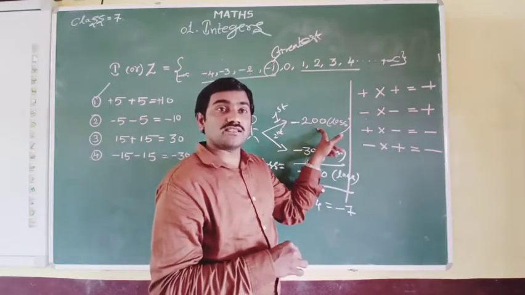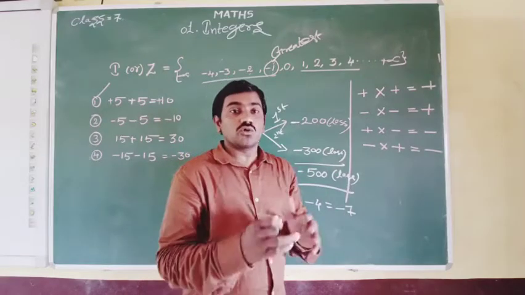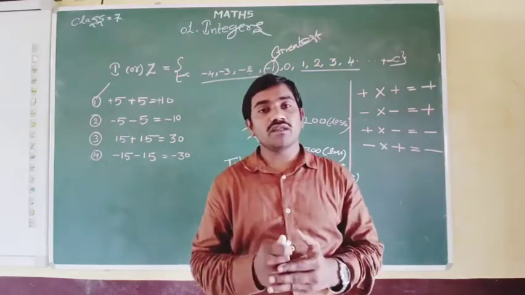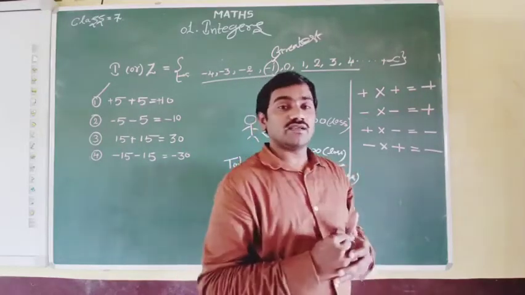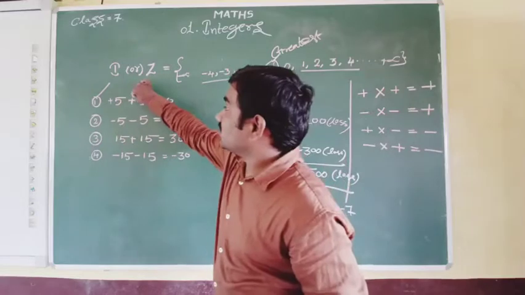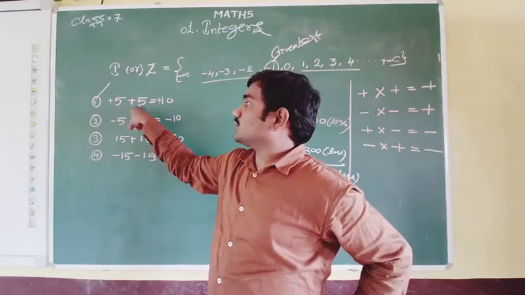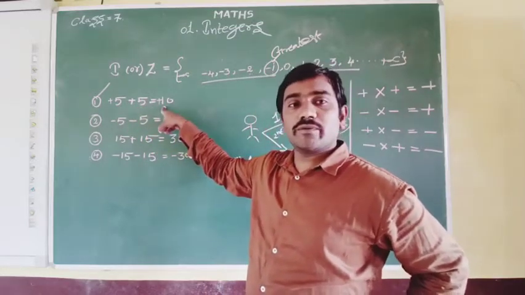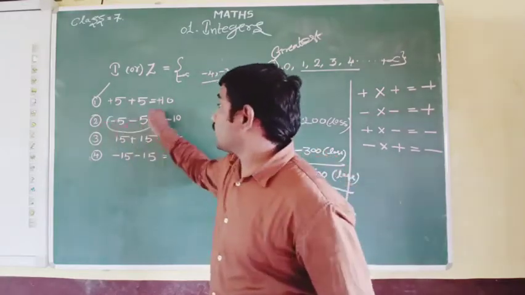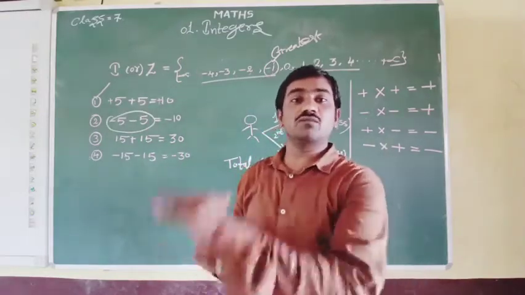Here, minus 200 rupees and minus 300 rupees give us minus 500 rupees. So you need to understand the concept: the sum of two negative numbers also gives us a negative number. The sum of two positive numbers always gives us a positive number. Here we are adding two positive numbers, so we get a positive number. Here there are two negative numbers. From minus 5, you add minus 5 again, it comes to minus 10.